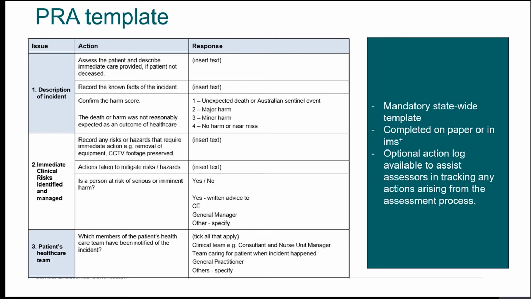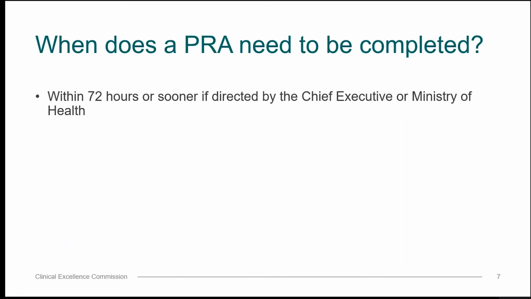The New South Wales Health PRA report template looks like this. PRA teams must complete the PRA report. There's also an action log available to assist teams in tracking the actions arising from the PRA, and they can use this action log if they wish. A PRA needs to be completed and submitted to the Chief Executive within 72 hours of incident notification.